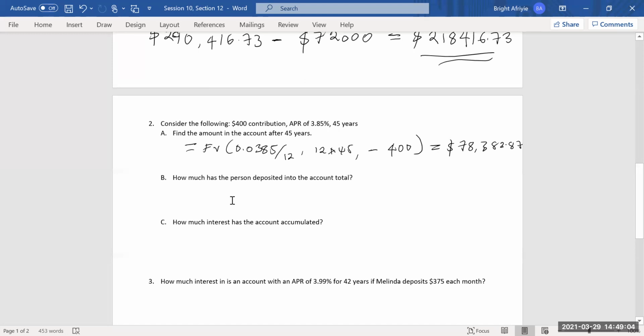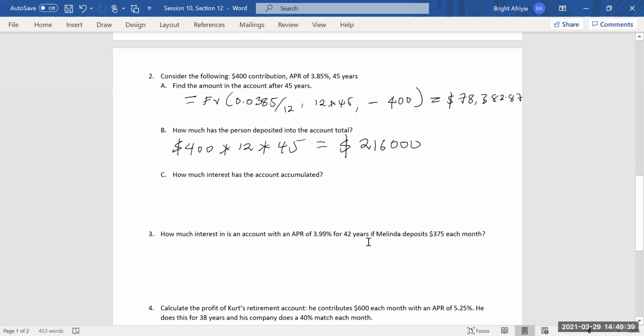Now, how much has the person deposited into the account? So if you want to know how much the person has deposited into the account, you do the monthly contributions multiplied by 12 and by 45 years. Okay, so you have 400 times 12 by 45, and the person would have contributed 216,000 into the account.